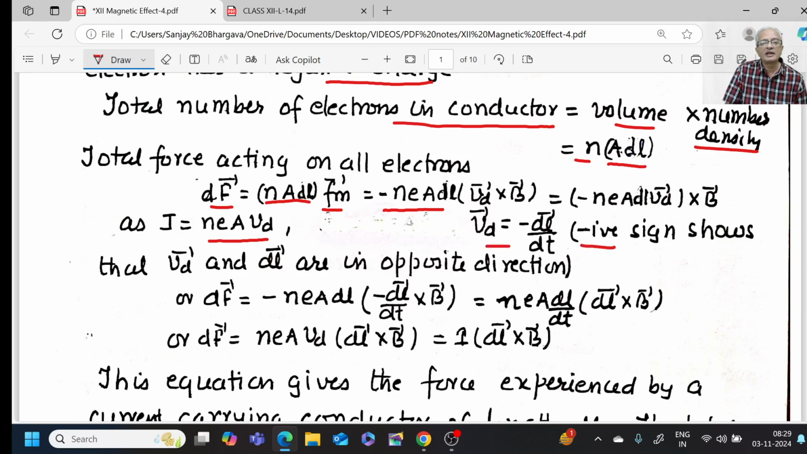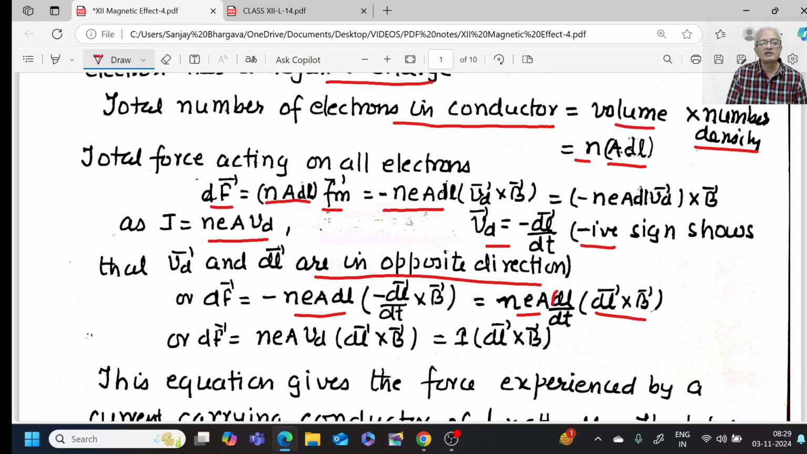What does the negative sign tell me? It shows that Vd and dl are in opposite direction. Electrons have a velocity opposite to dl. So dF can be written as minus neA dl, and instead of Vd I am writing minus dl by dt cross B. Minus and minus sign make it positive, and then I can write neA dl by dt into dl cross B.